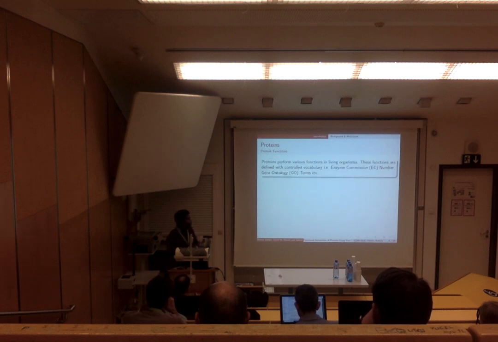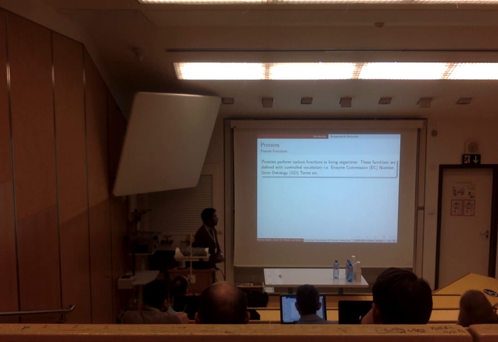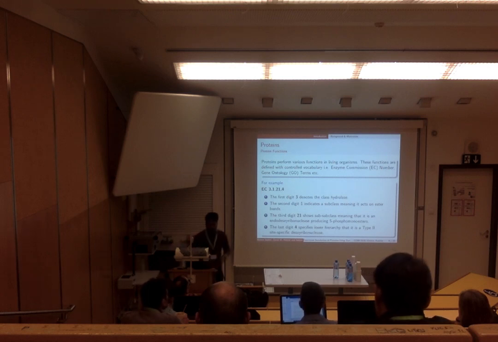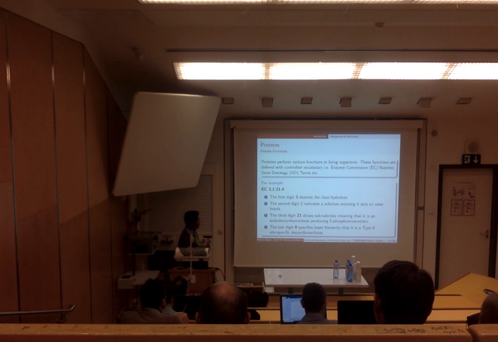So domains are linked to the functions. That means the protein has some functions. Proteins are performing a lot of functions in our body, and these functions are basically defined with controlled vocabulary, for example, the enzyme commission system and gene ontology terms. So any protein can have different functions, and these functions can be found in this controlled vocabulary. For example, in this work, I work with EC number prediction, so I will talk about EC with an example.